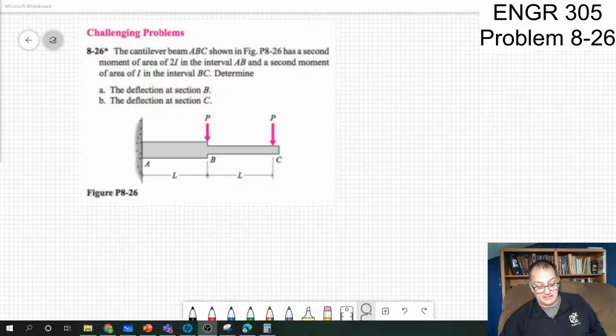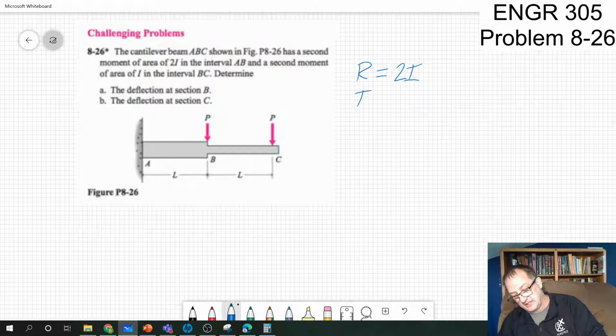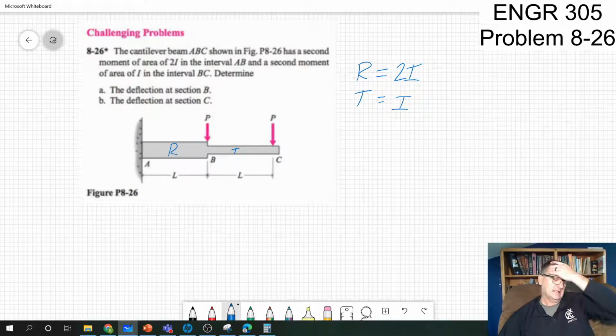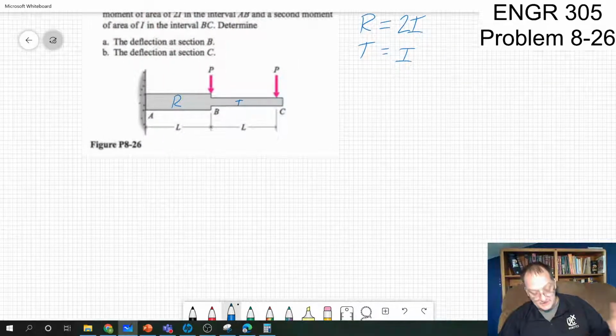The first thing I'm going to say is, that becomes a challenging problem by itself, but because it's symbolic and we have 2I and I want to get rid of those. I think that just leads to mistakes. So I'm going to say that R is equal to 2I, and T is equal to I. Yeah, now those are my initials, but that's how I'm going to keep this straight. So that's R and that's T. And so we don't have to worry about that moving forward. So let's start breaking this down.